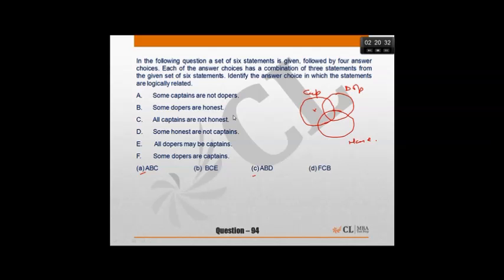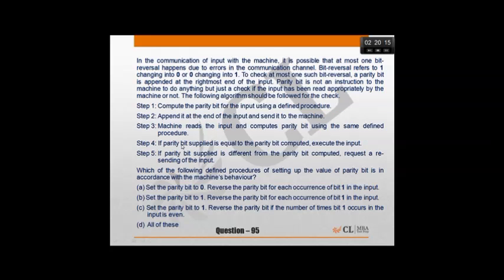There has to be something there. B says some dopers are honest, so some dopers are honest. This should be occupied. And D says some honest are not captain. Some honest are not captain. Okay, I'm not sure. I will just skip this one. I think I wasted sufficient time, so let me move on. 95 is another question of LR, which I'll look at later. Okay.